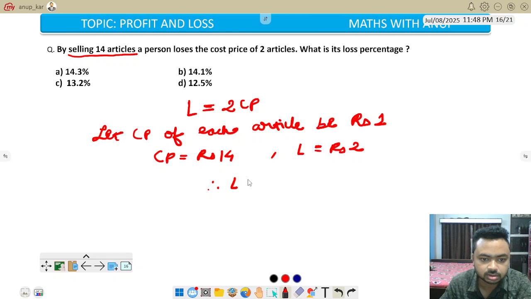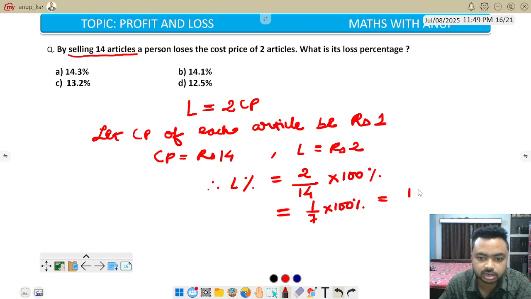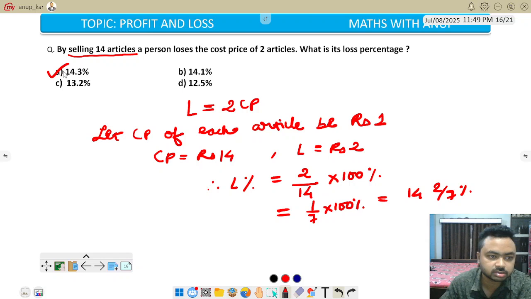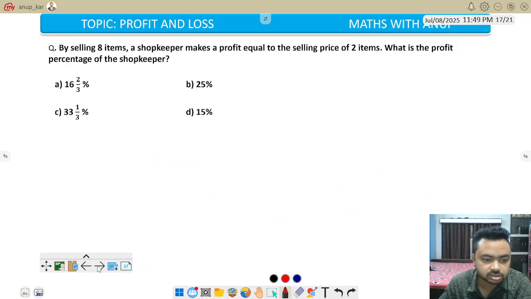Therefore loss percentage is equivalent to loss by cost price into 100 percentage, that is equivalent to 1 by 7 into 100 percentage, that is 14 2 by 7 percentage, or equivalent to 14.3 percentage. Okay, so let's proceed to the next question.